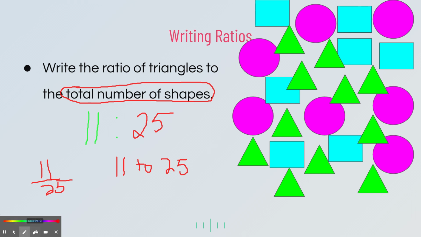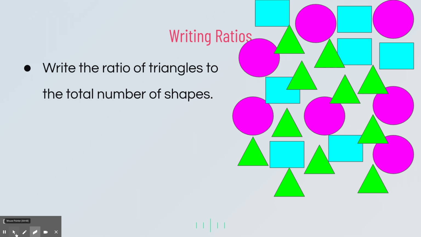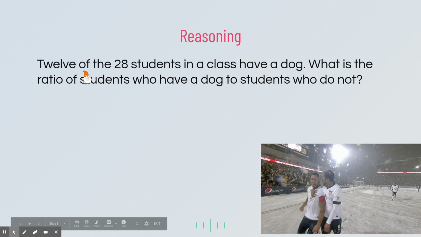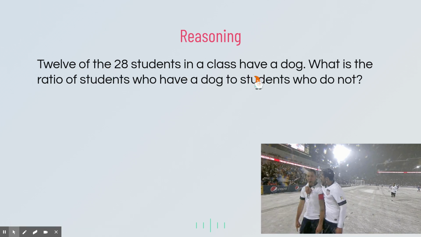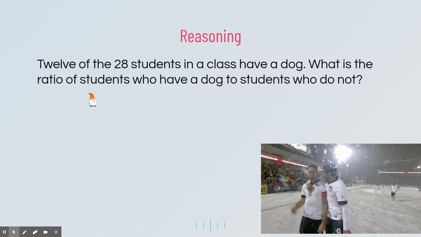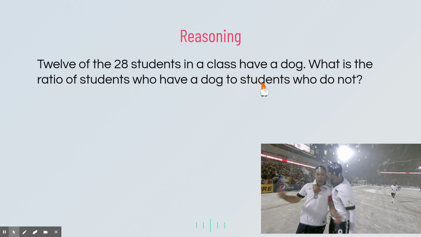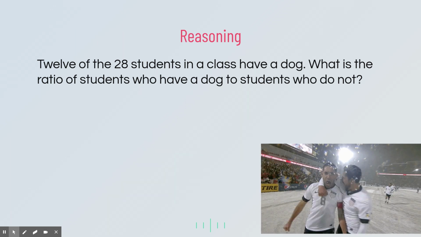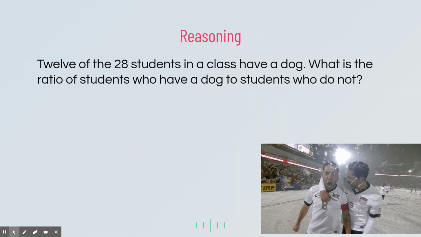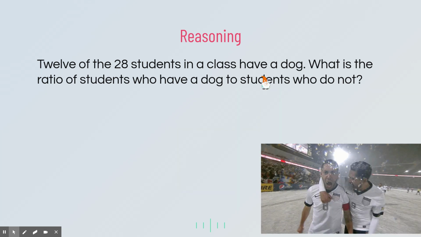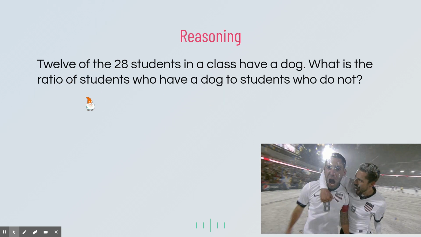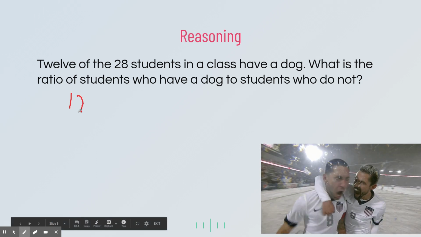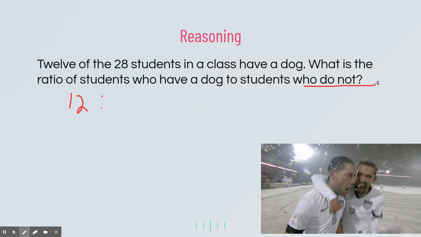Let's move on to a reasoning problem where we have to think a little bit. All right. So reasoning. 12 out of the 28 students in a class have a dog. What is the ratio of students who have a dog to the students who do not have a dog? So this one we have to think a little bit and figure out first what are we trying to compare. We're trying to compare the number of students that have a dog, which is 12, to how many students don't have a dog.